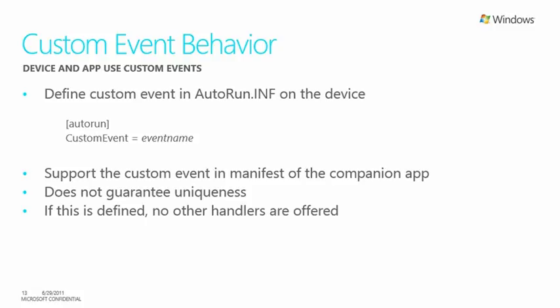devices. Now you run the risk of another application potentially identifying your AutoPlay event and using it as well, but I don't know why somebody would go out there and find your AutoPlay event and hijack it, though it's possible. But if this is defined in your autorun.inf, then no other handlers are offered for your device. In Lisa's hands-on lab, you'll go through how to actually create this custom event and how it works.